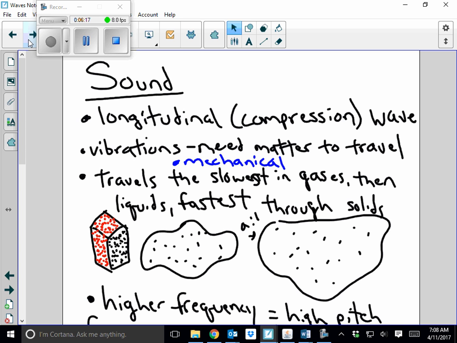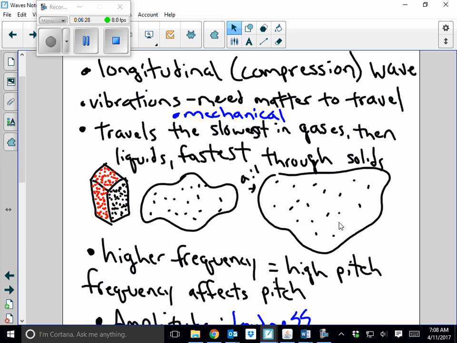Sound travels the slowest in gases, then liquids, and the fastest through solids, because if you think about it, like the pictures I've drawn here, the molecules are all spread out in air. So it takes a little more time to push those air molecules in front of it. In liquid, they're a little closer, and in a solid, they're really, really close, so sound travels fastest through solids.